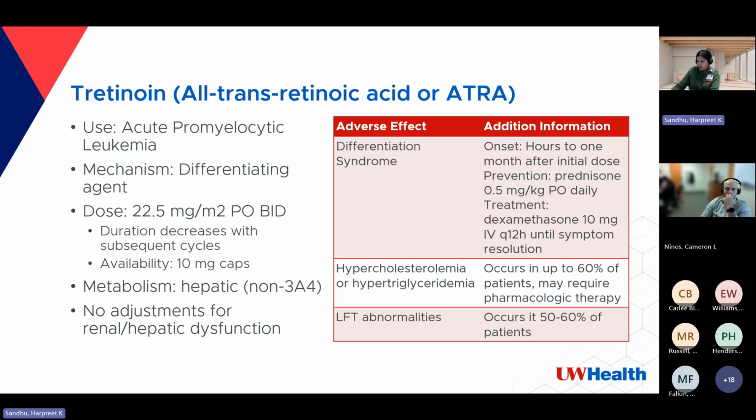So somebody might be taking 4 to 5 capsules twice a day when taking tretinoin. This is hepatically metabolized, and there are no adjustments for renal or hepatic dysfunction. Knowing that this is a differentiating agent, this does have a risk for differentiation syndrome. And so people starting on treatment do get prednisone for prophylaxis at 0.5 mg per kilo daily. And if they were to have differentiation syndrome, again, we would start dexamethasone twice daily until symptom resolution.